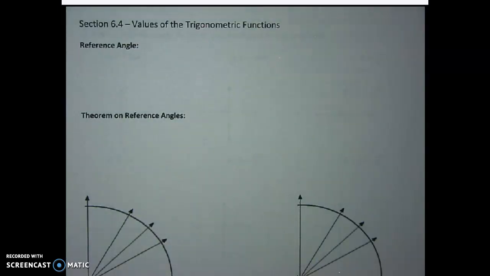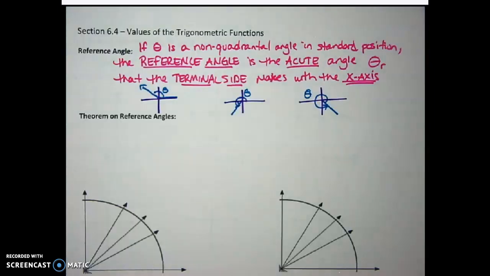So initially I'm going to write down the book definition of a reference angle, and then we will talk about what that means. All right, so there is the book definition, if you will. If theta is a non-quadrantal angle in standard position, the reference angle is the acute angle we denote with theta sub r that the terminal side makes with the x-axis. So I have the examples of three obtuse angles, because remember, an angle in the first quadrant would be an acute angle, so an angle in the first quadrant doesn't need a reference angle.